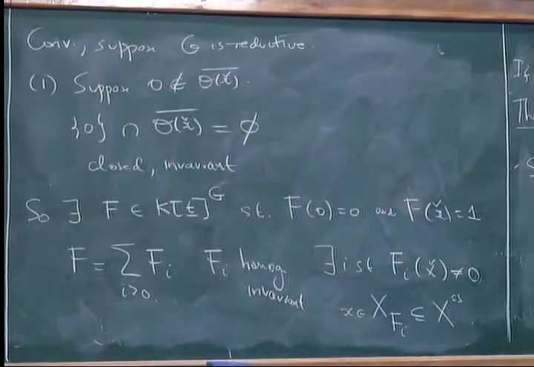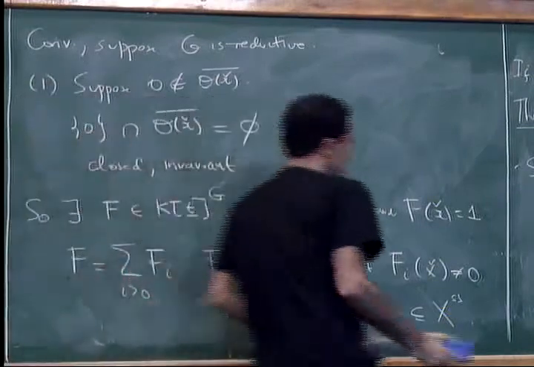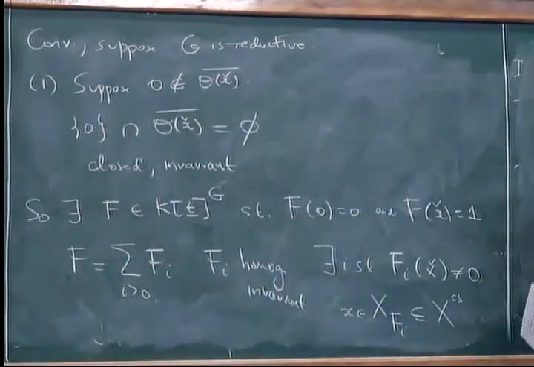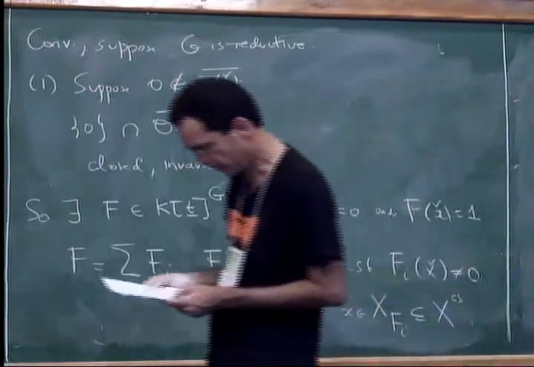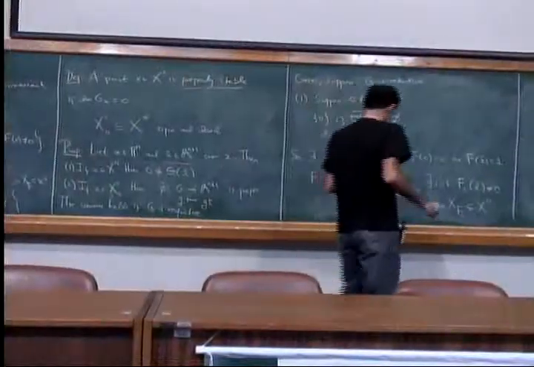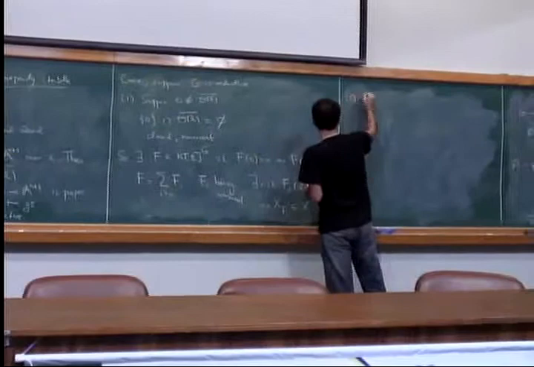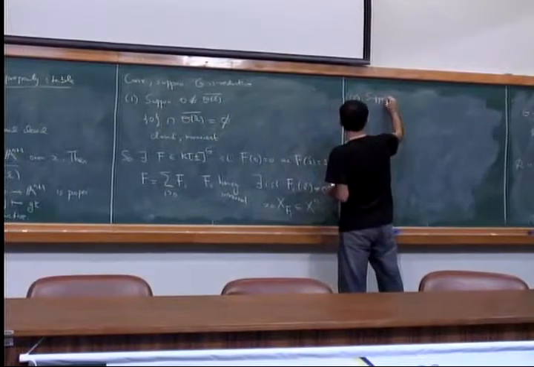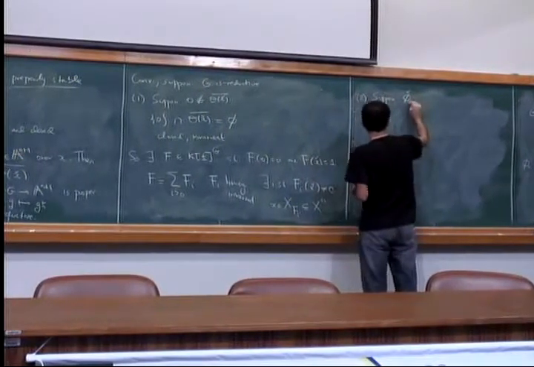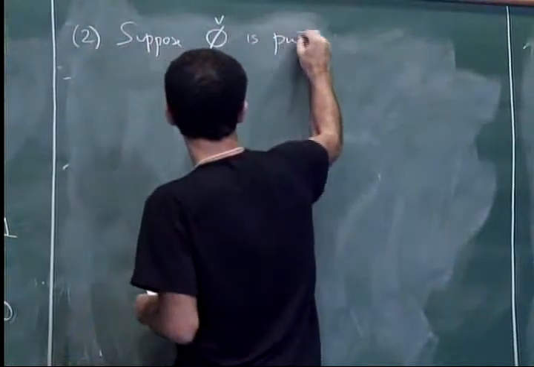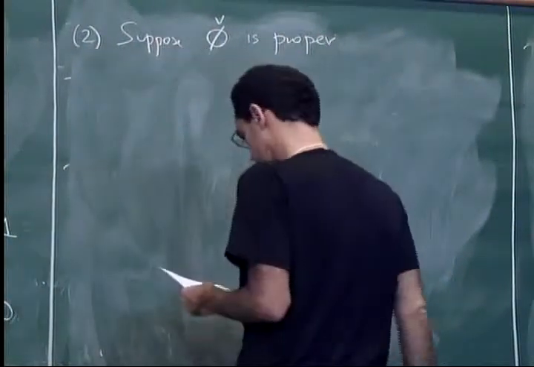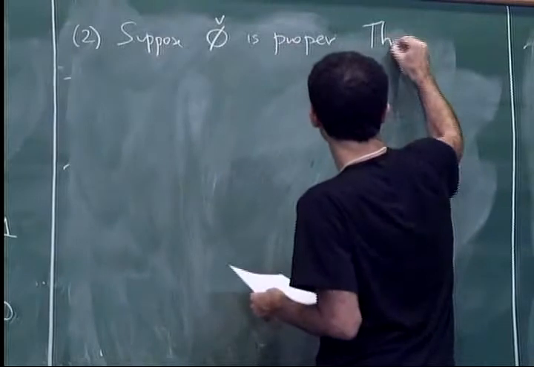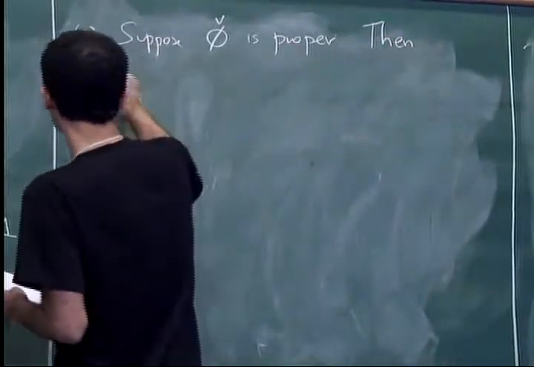Okay, so this is the converse to the first statement. You see that we use that property of reductive groups, the existence of this function f. Now let's look at the second one. So suppose now that this map, phi check, is proper. Then, of course, the image is closed.